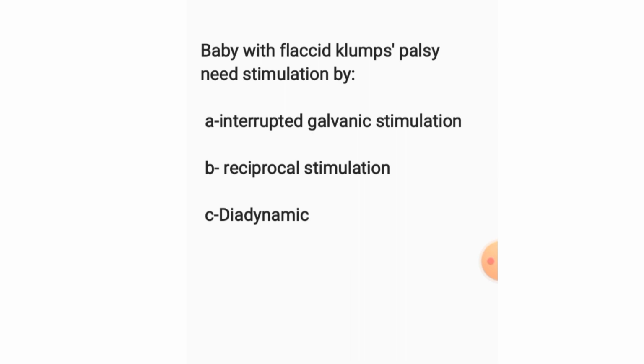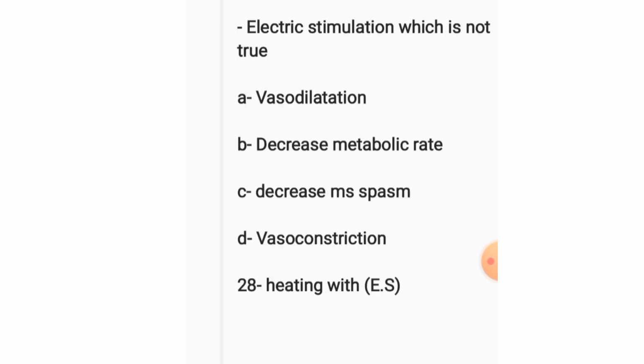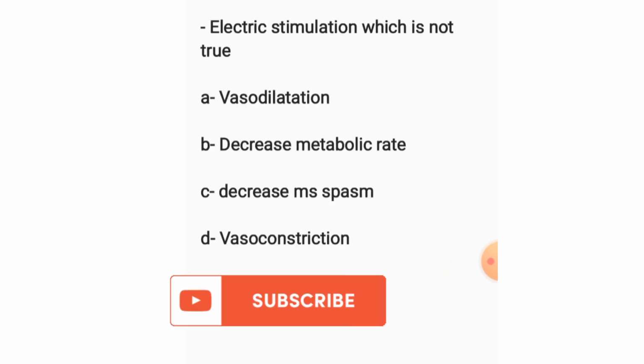A baby with flaccid Klumpke's palsy needs stimulation by: option A, interrupted galvanic stimulation; option B, reciprocal stimulation; option C, dynamic. Let's move towards the next question.